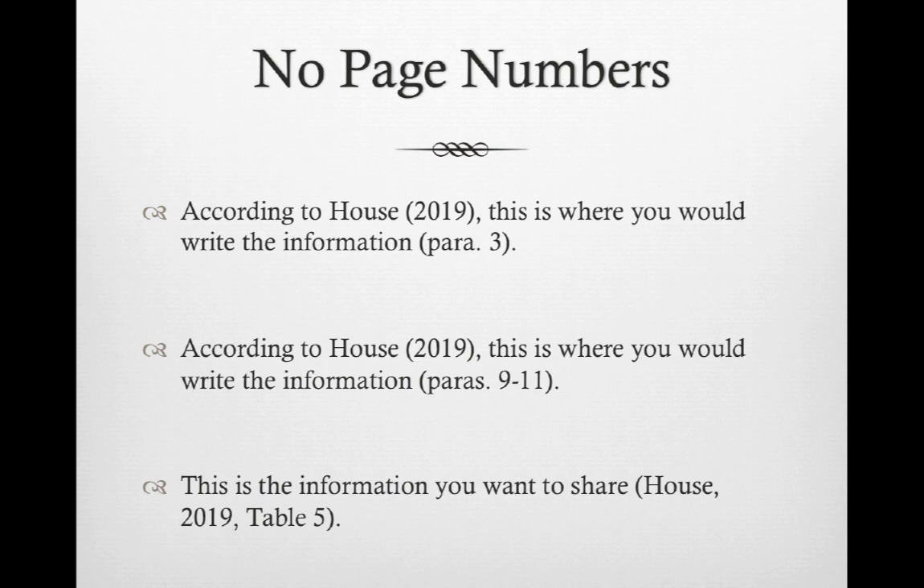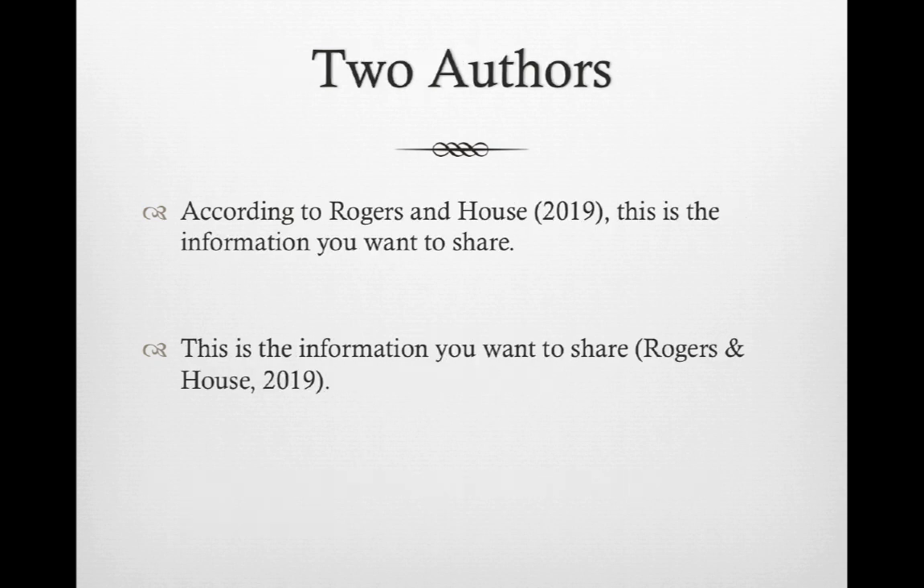If the information is from multiple paragraphs or a range of paragraphs, you would use p-a-r-a-s period, and then the first number, a dash, and then the last number. If the information you're talking about comes from a table instead of a paragraph, you can list the table number as well. What do you do if your source has two authors?